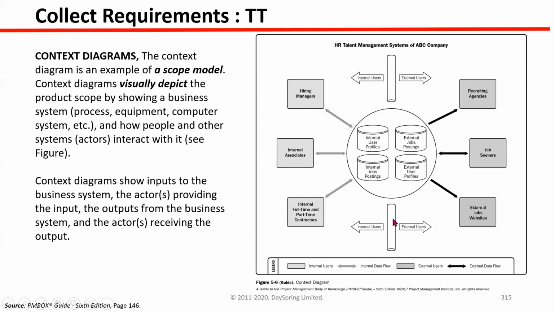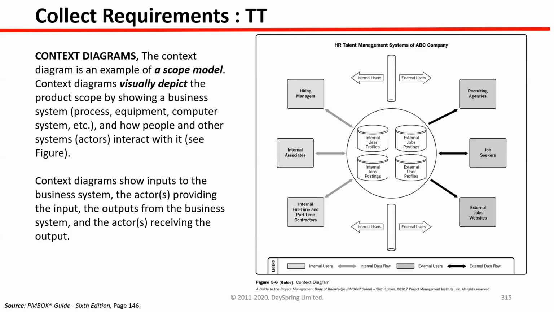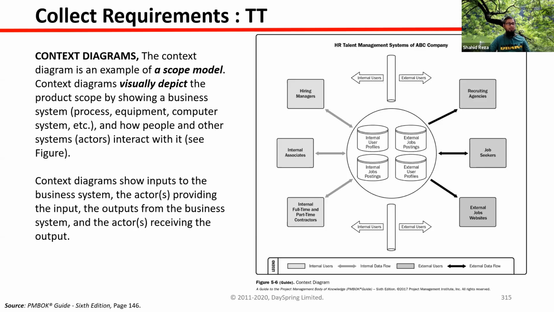Before moving on, basically backlog is for agile, right? And in terms of predictive, what can we say? The backlog is the requirement documentation and, finally, the project scope statement. Okay. Requirement documentation and project scope statement are both part of the backlog. Okay. Thank you, Reza bhai.